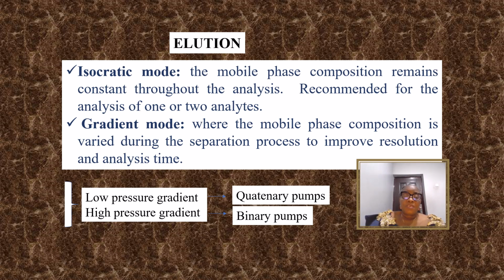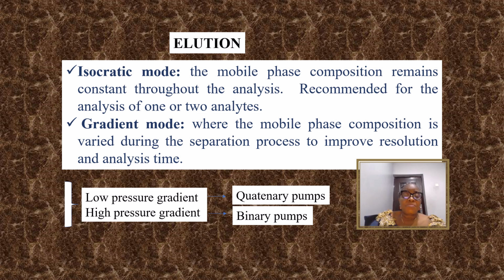Elution. The process of the analyte being carried through the chromatographic column by the mobile phase and emerging from the column is called elution. HPLC pumps primarily operate in 2 modes of elution, the isocratic and the gradient mode. In the isocratic mode, the mobile phase composition remains constant throughout the analysis, and it is recommended for the analysis of 1 or 2 analytes.